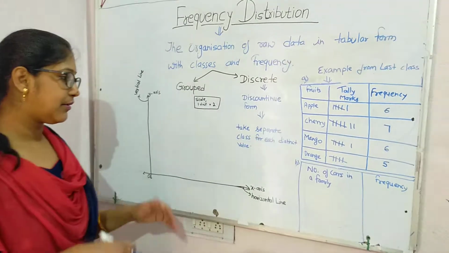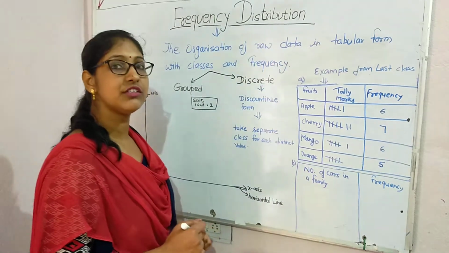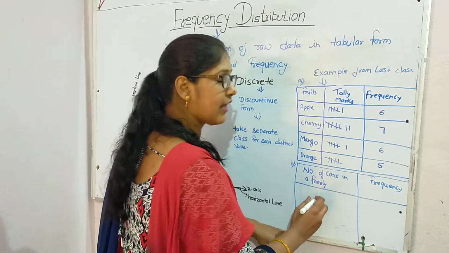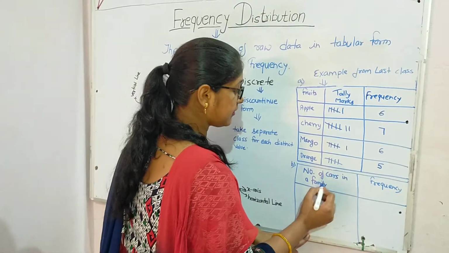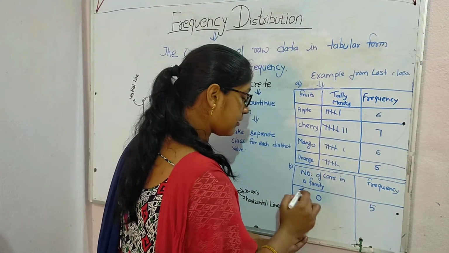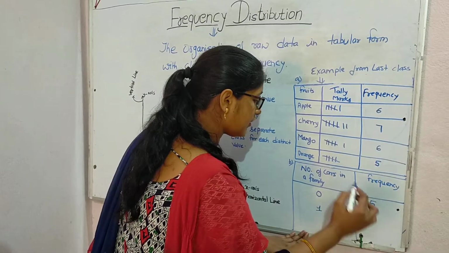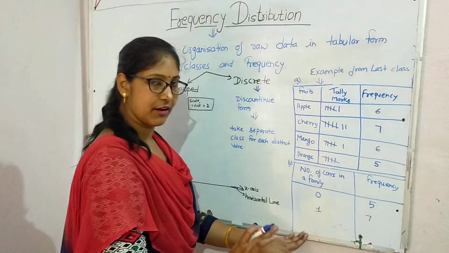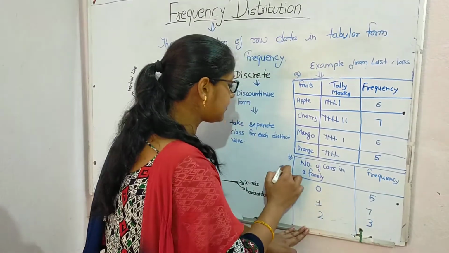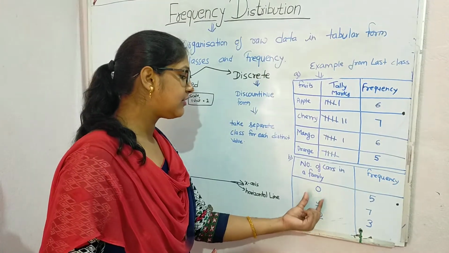Let's take another example. Suppose we make a table for the number of cars in a family, with respect to families. Suppose families who have 0 cars, and its frequency is 5. If the number of cars in a family is 1, its frequency is 7, and if the number of cars in a family is 2, its frequency is 3. Then this is the kind of discrete form. Here each value is considered a distinct class.